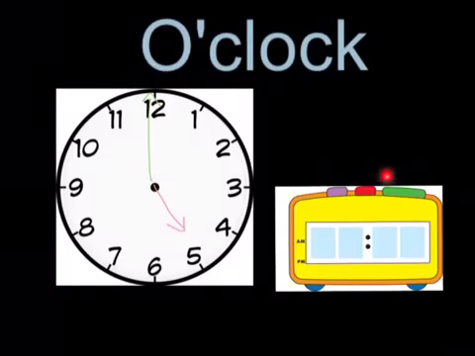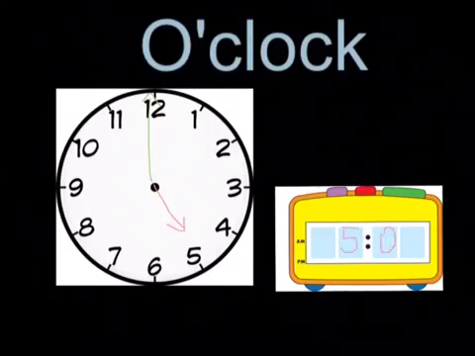Now the other clock that we might see is a digital clock. So this one is called an analog clock and this one is called a digital clock. 5 o'clock would look like this on the digital clock. We put the hour over here and the minutes over here. So this clock now says 5 o'clock.